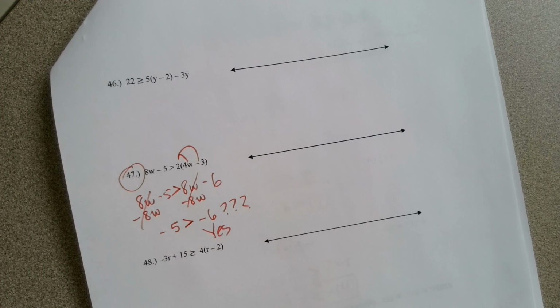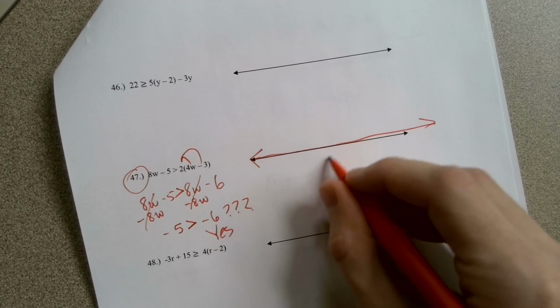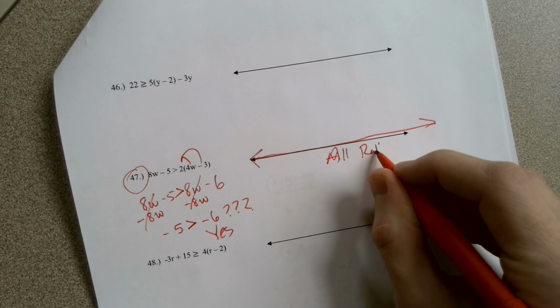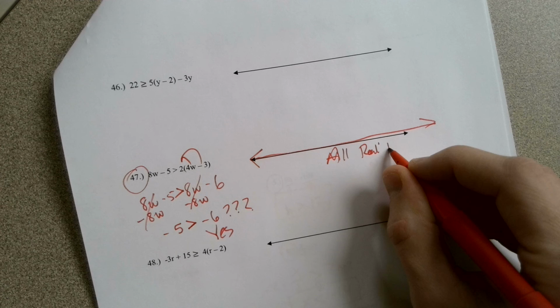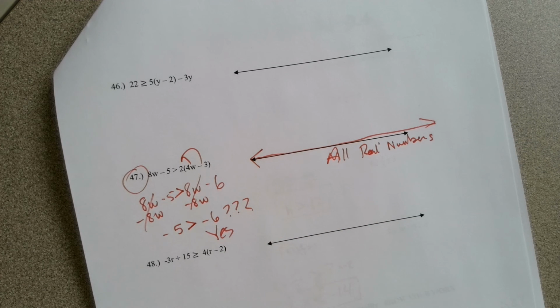So what this means, this is a special occasion right here. We don't have any variables left. There's not really much to graph. So what this means is everything on the graph is true. You can also write this as all real numbers. This isn't going to happen a whole lot. But if you get to this point, you're like, wow, that makes sense. That's true. That means anything on the graph works. All real numbers. Don't let that trick you.